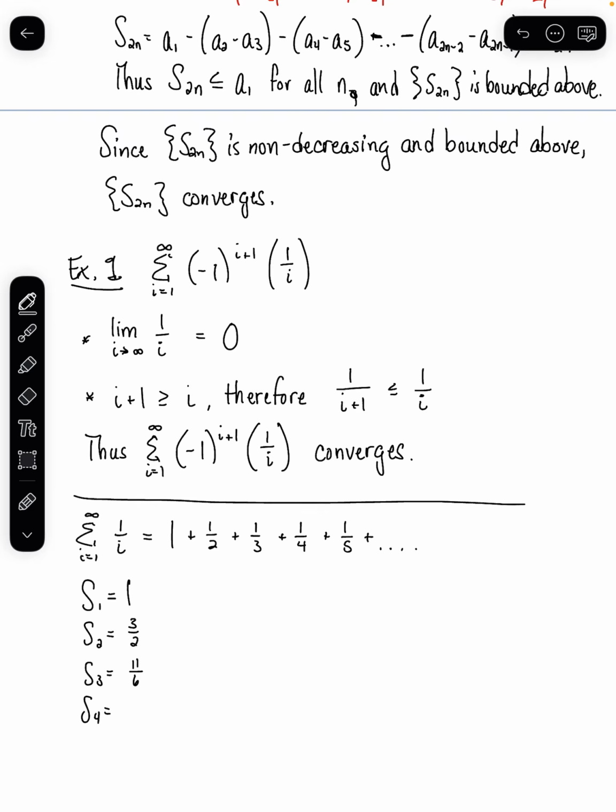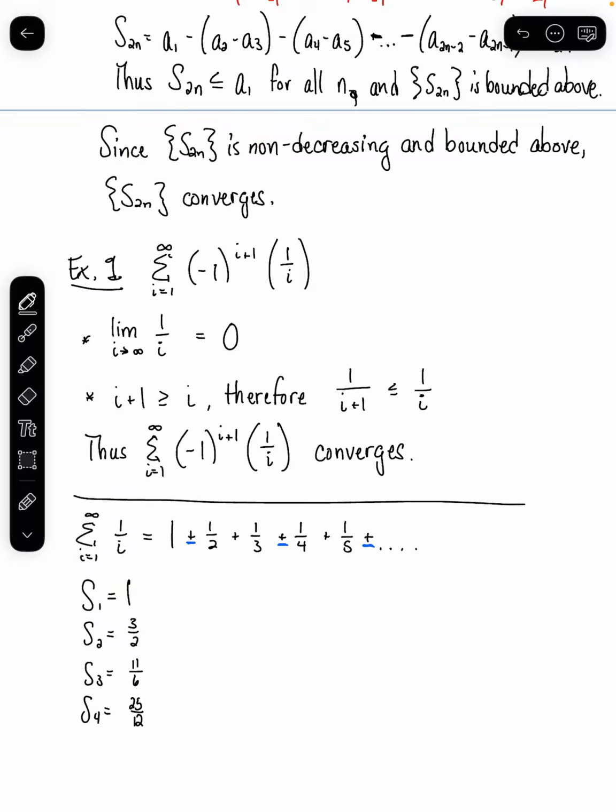S sub 4 is going to be the sum of the first three terms, 11/6, plus 1/4, which is going to be 25/12. Just a few of these to show what's going on here. Now let's consider the alternating harmonic series, in which every other term will simply be negative.